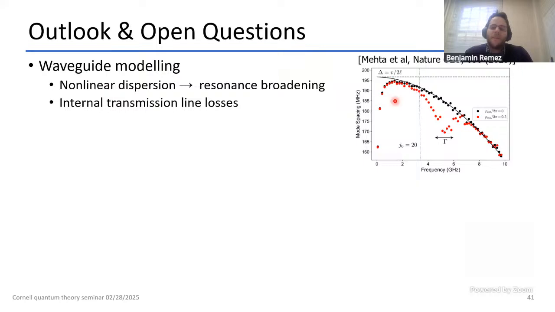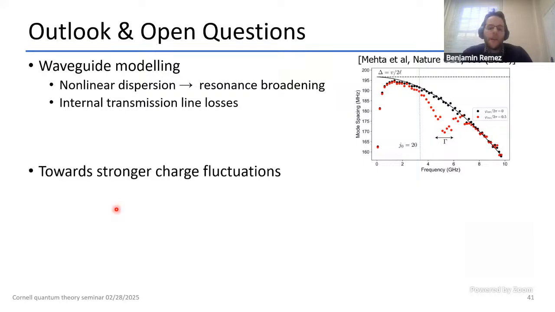As you can tell from this experimental plot, this is the mode spacing, and it changes quite a lot over frequency. And this will have the effect of actually leading to a further broadening of the resonances we predict. Secondly, the transmission line itself is also a source of loss, right? This is this guy. And that's another thing that needs to be included in a more realistic model.